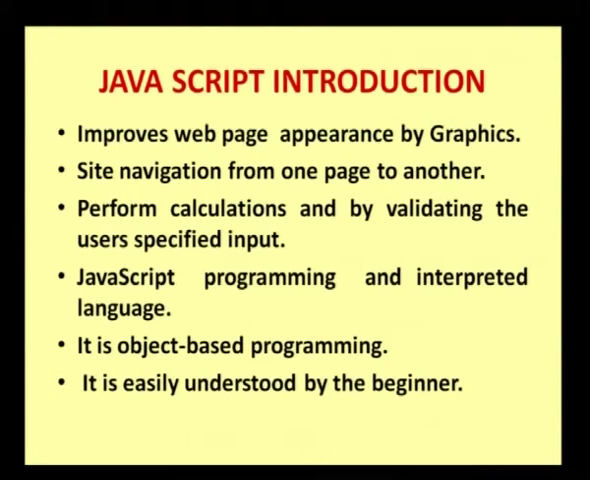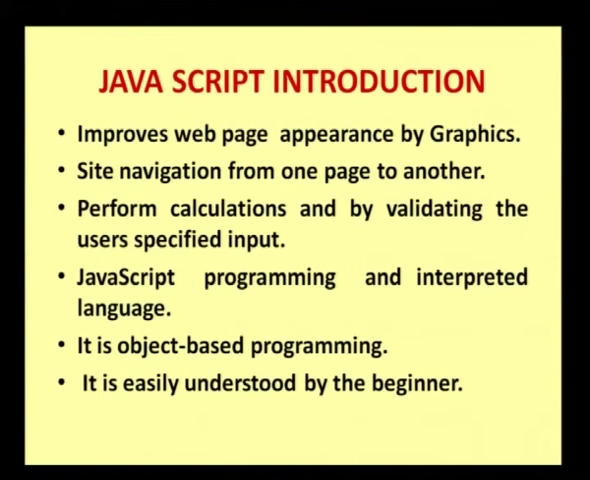Next, what are the features of JavaScript? They improve the web page appearance with graphics, and we can also embed event handling into our web pages. Event handling is a main feature available in JavaScript. We can switch from one site to another site, so site navigation is present in JavaScript. Then we can perform calculations by giving the input at runtime. Like programming languages, we can give some values and do some calculations at the client side itself.